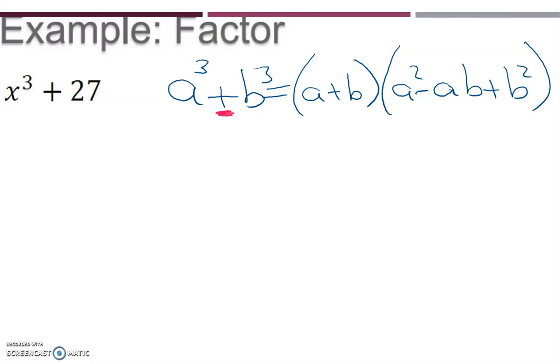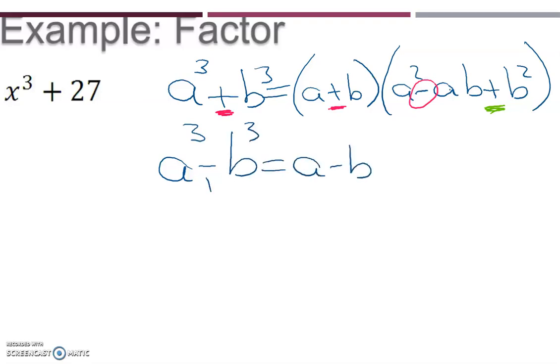If this is positive, and this is always the opposite. The one at the end, this one here, is always positive. It doesn't matter. So if I have a cubed minus b cubed, it's going to be a minus b because these two are the same. Then this one's going to be, sorry I didn't put a bracket, plus, because the other one was minus. This one is always plus.